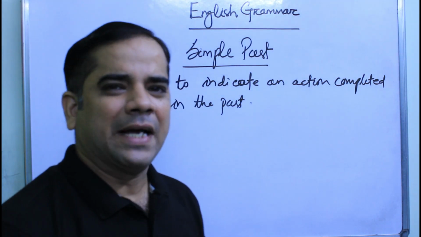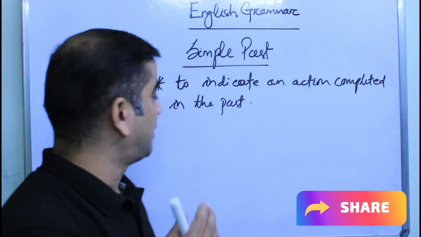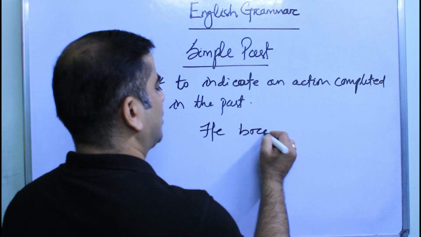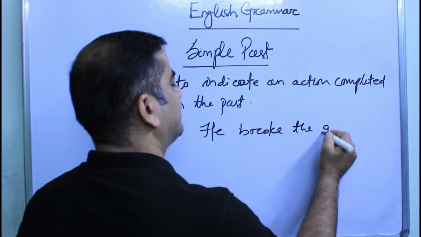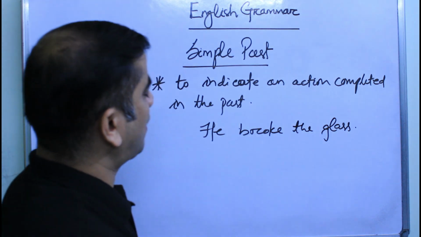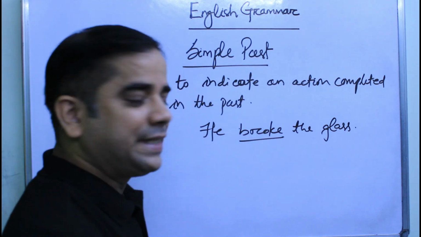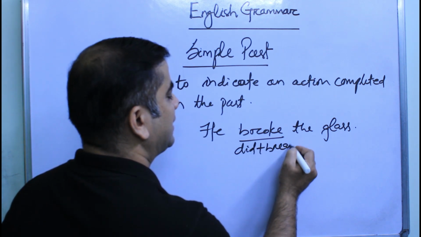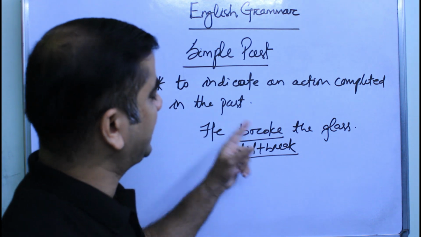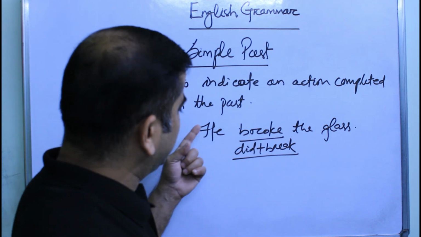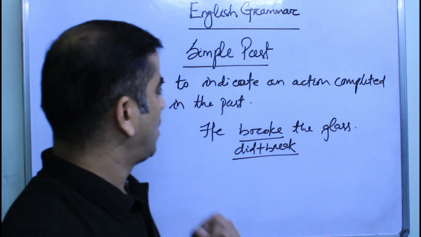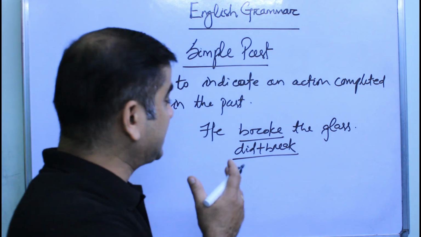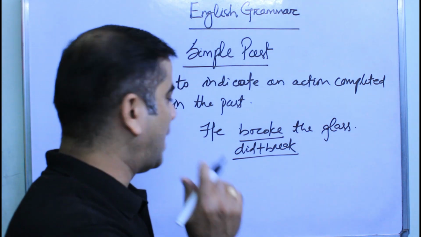Students, simple past tense is used to indicate an action completed in the past. For example, he broke the glass. Here the main verb is broke, which is in its V2 form because it is associated with did. So did break is broke. Okay. So this is the simple past form of the main verb break. He broke the glass. So this is an action that has happened in the past.